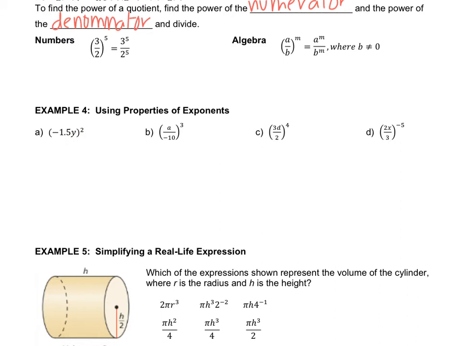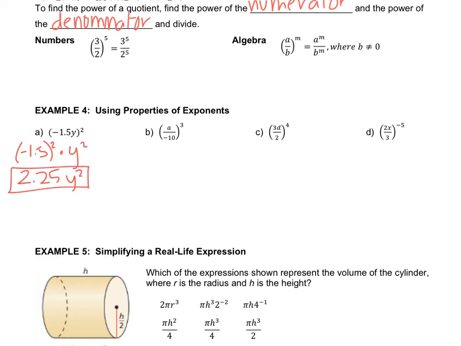So I'm going to write out the steps. We would do -1.5 to the second times y to the second. 1.5 times 1.5 is not 3. -1.5 times -1.5 is positive 2.25y squared.